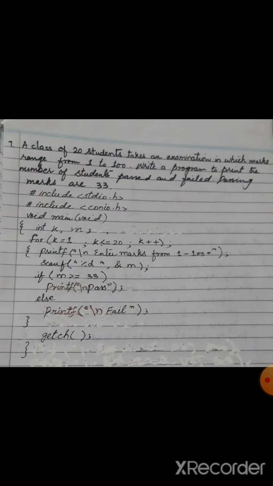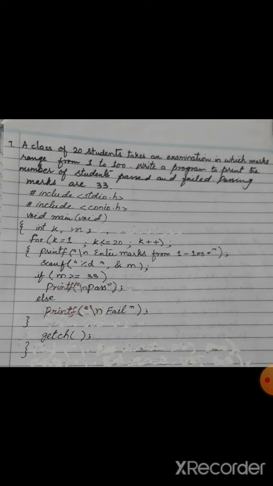There is a program: a class of 20 students takes an examination in which marks range from 1 to 100. Write a program to print the number of students passed and failed, where passing marks are 33. So this is the simplest program. You will take 2 variables, k and m. K is used for the for loop and m is used for taking a value from the user. So the loop will execute 20 times from 1 to 20.